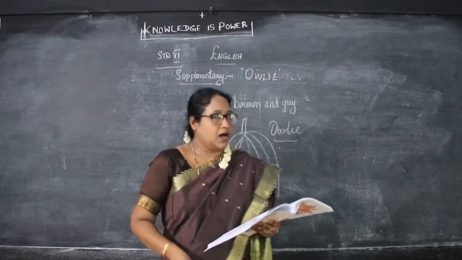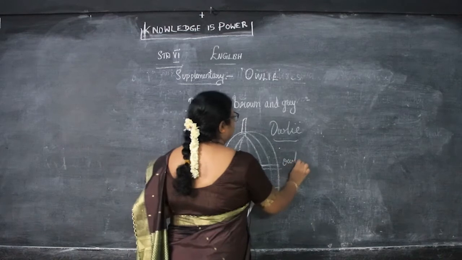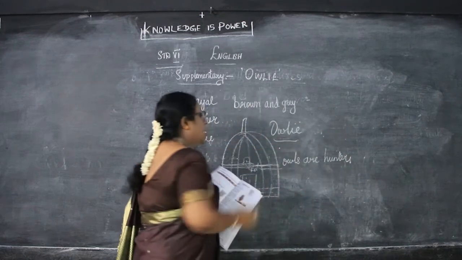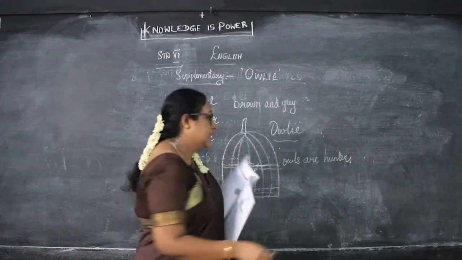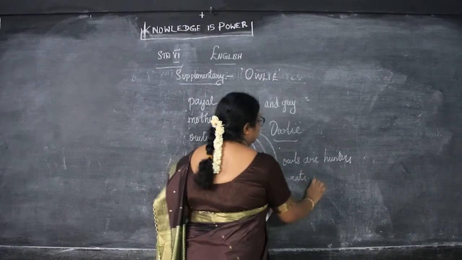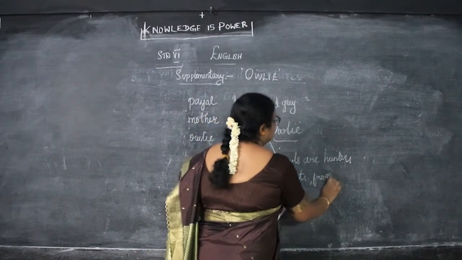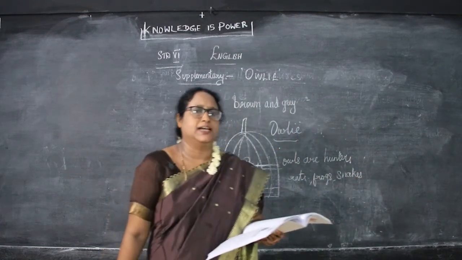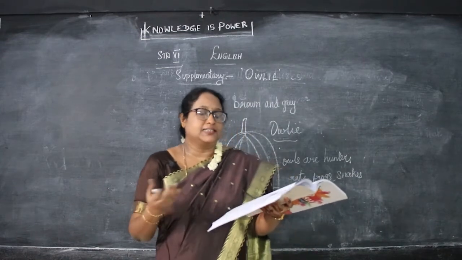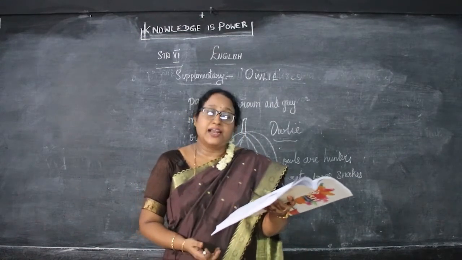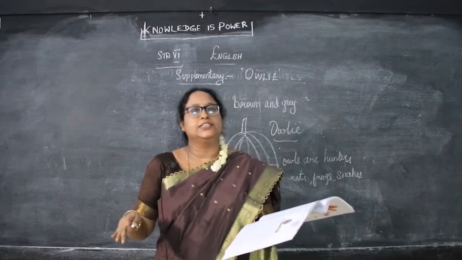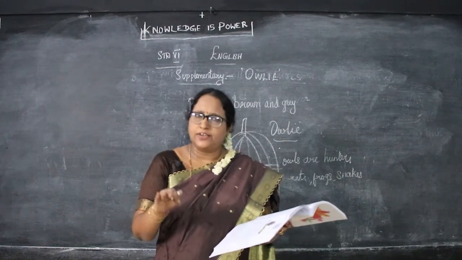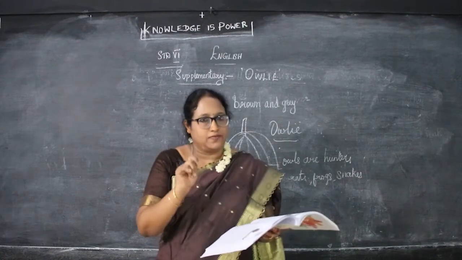So owls are hunters. Already I said owls are hunters. What do they eat? They eat rats, then frogs, then snakes. So all these things only they will eat. They are the hunters and they eat rats, snakes, frogs. And in Payal's house, they were all vegetarian. Vegetarian means those who eat only vegetables, not non-veg. But this owl is a non-vegetarian, right?